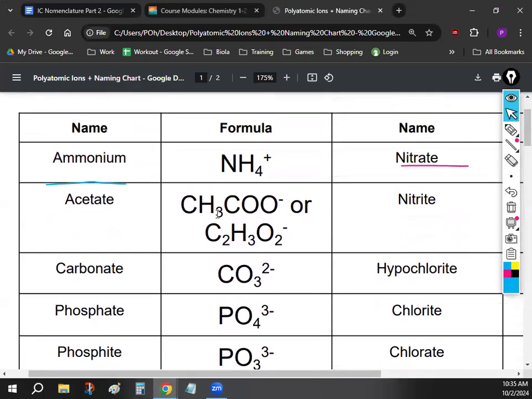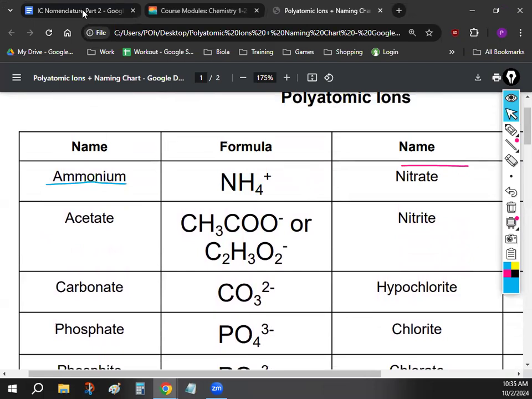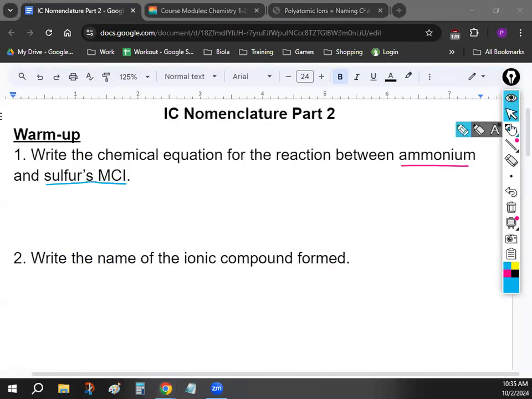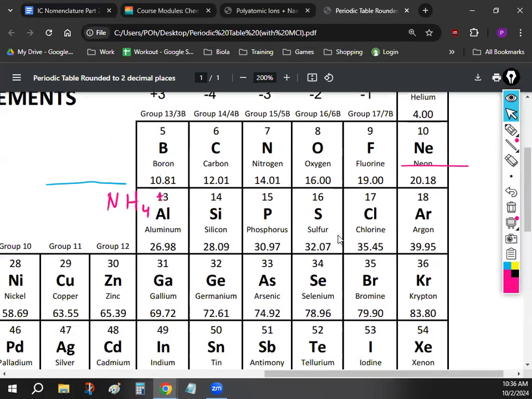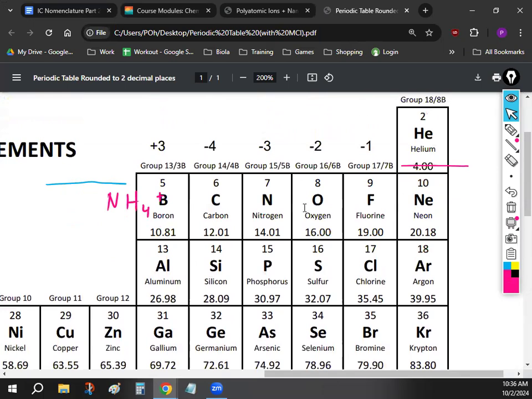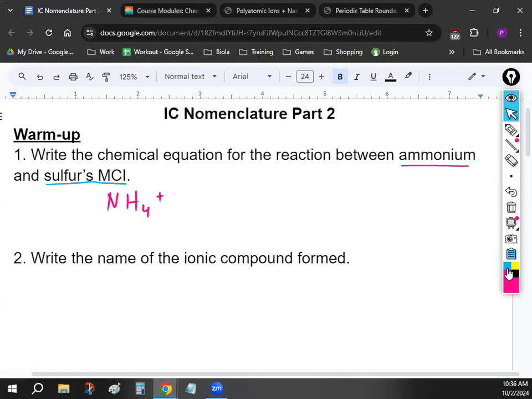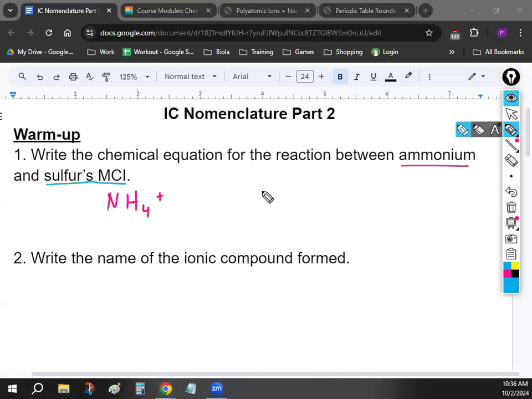If you look for ammonium, ammonium is NH4 plus. So for number one, we are going to write NH4 plus. Okay. And then for sulfide, you need to go to the periodic table. If you pull up the periodic table, sulfur is right here underneath the -2 column. So it's going to be S2 minus. So we got NH4 plus and S2 minus. Everybody good with that so far?